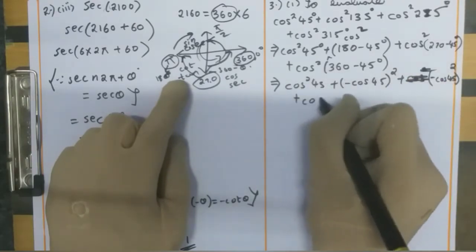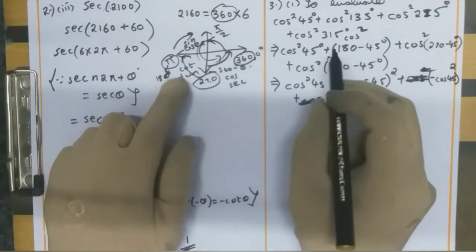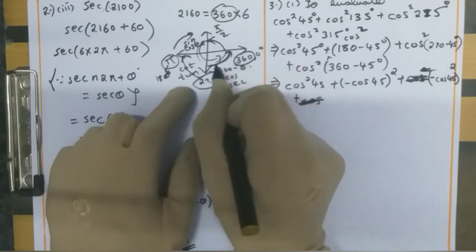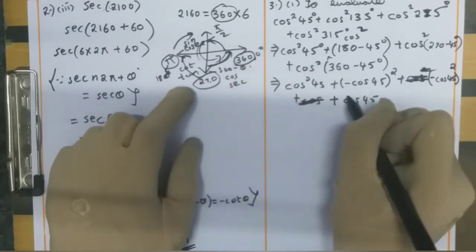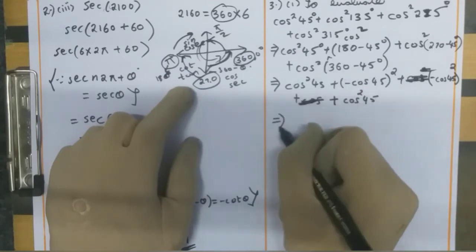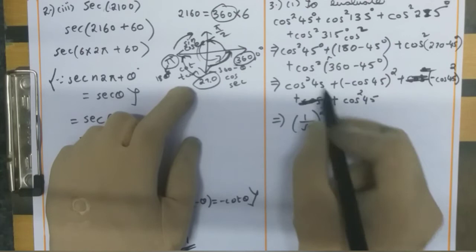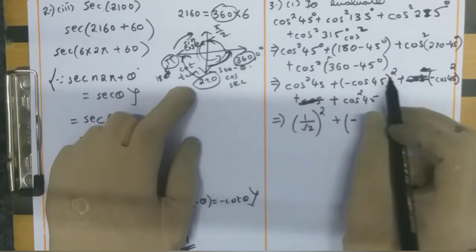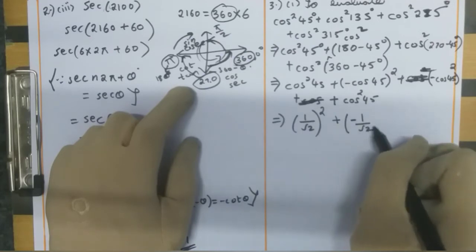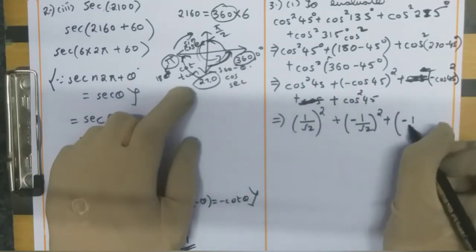Plus I have cos of 360 minus theta. What is cos of 360 minus theta? It is in the fourth quadrant, so I'll have plus only: plus cos 45 square, right? Cos 45, I know the value is 1 by root 2. Here I have whole square, so I'll write whole square. Plus minus cos 45, minus as it is, cos 45 is 1 by root 2 whole square. Plus again I have minus cos 45 is 1 by root 2.